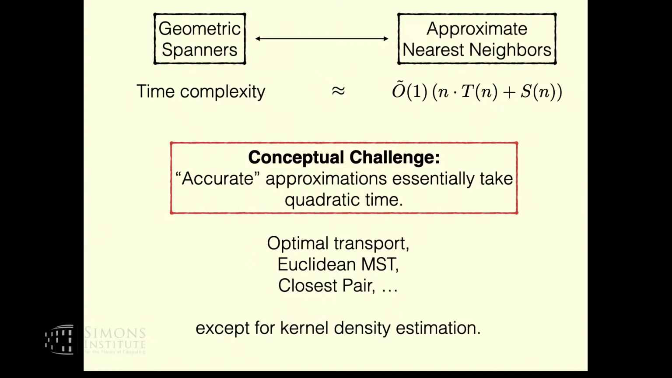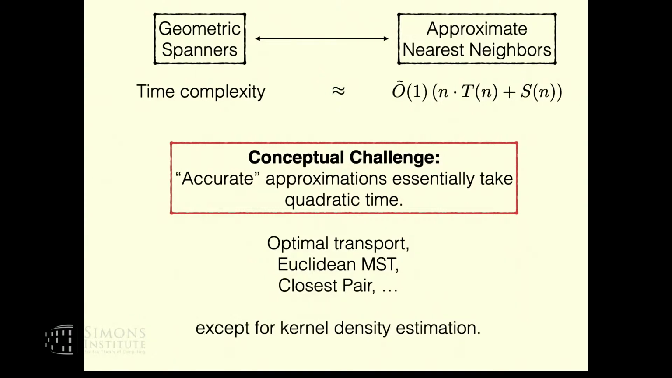And for us, it was kind of a conceptual challenge, and when we started talking to Beatty and Chris, this was maybe the point of contention: these accurate approximations essentially end up taking quadratic time. If you do want to build a spanner where this factor of c is something like 1 plus epsilon, you're going to start seeing running times which are like n to the 2 minus some function of epsilon. This is something that Josh spoke about yesterday as well.